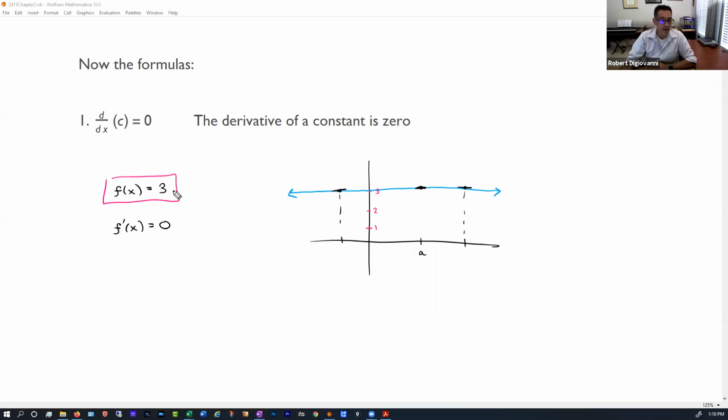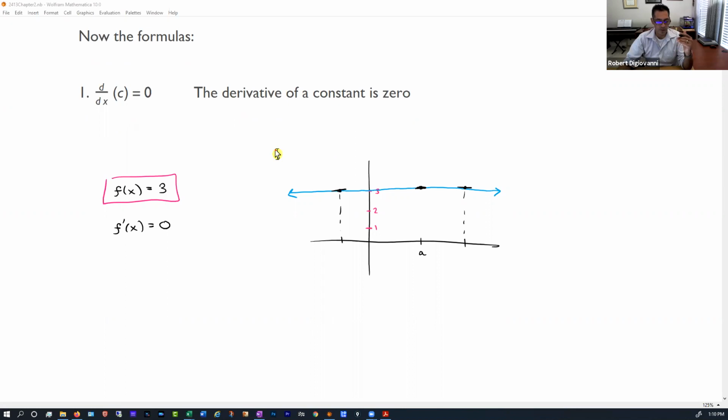And that would work for any constant function. Does that make sense visually why this would be true? Everyone? Yes. Okay. All right, so that's the first rule. The derivative of a constant is 0. Next rule.